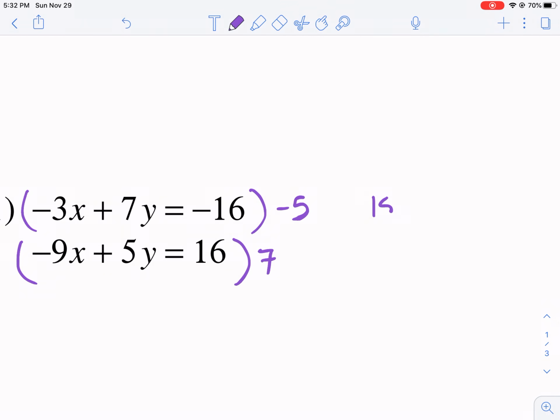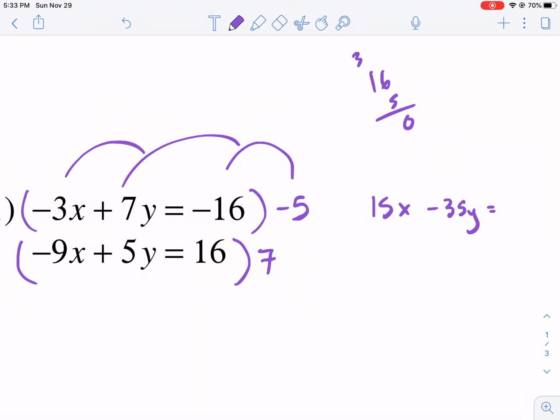We'd get positive 15x, because I distribute this to all three terms, minus 35y equals, what's 16 times 5? Sorry, I'm going to just go ahead and do this. Easier than using a calculator. 80. Okay, so then it equals positive 80. And then in the bottom, we would get negative 63x, because I multiply it by positive 7 to all three. Negative 63x plus 35y equals 80.